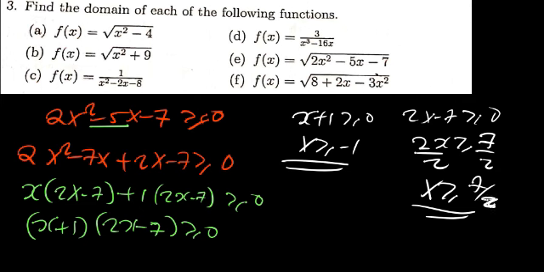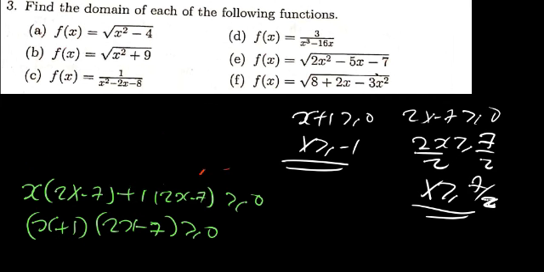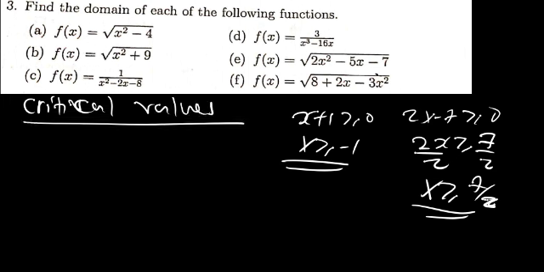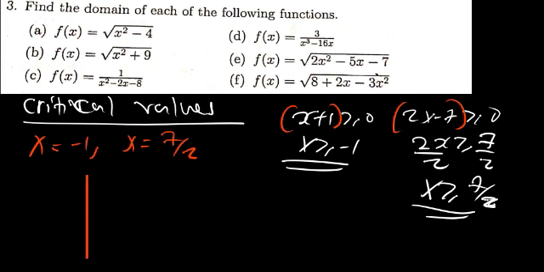Now let us look at something here. Like I said, we have got more than 2 solutions, so then you say critical values. What is happening here now is we have x equal to -1 and x equal to 7 over 2. These are the things I'm going to use when putting them on the table. So I'll do this.